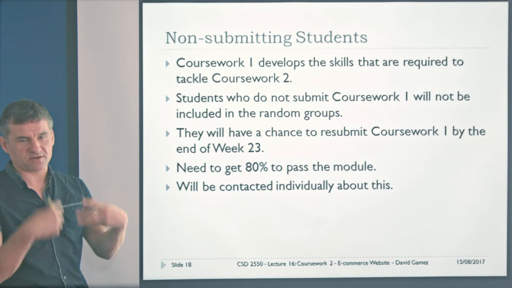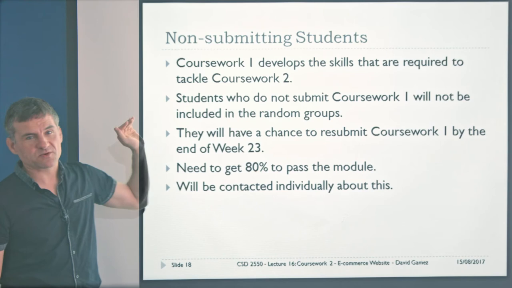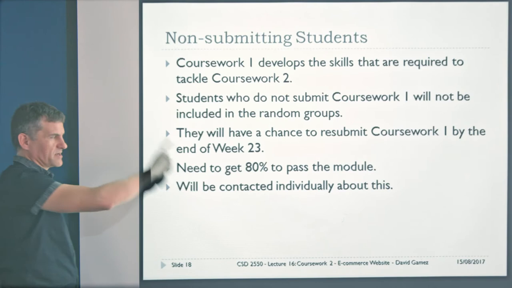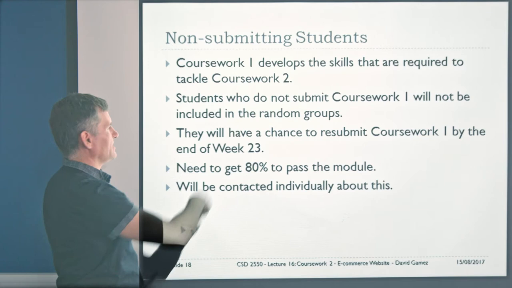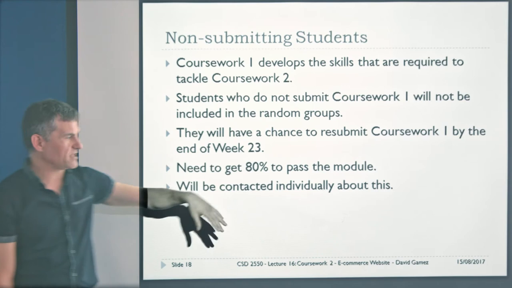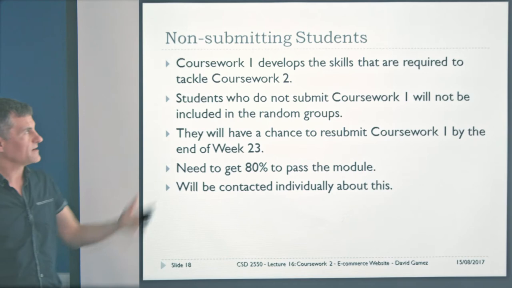So if you don't submit coursework one, I'm not going to put you in the random groups either. Instead, you have a chance to resubmit coursework one by the end of week 23, but obviously you need to get 40% overall. No, you need to get 40% overall, so you probably need to get something higher than that, right? We have to tackle coursework three at the same time or something like that, so it's actually more than 80%. So again, we'll talk individually about this, but if you can't be bothered to do coursework one, I'm not going to include you in a group with other people who are more committed to the course.